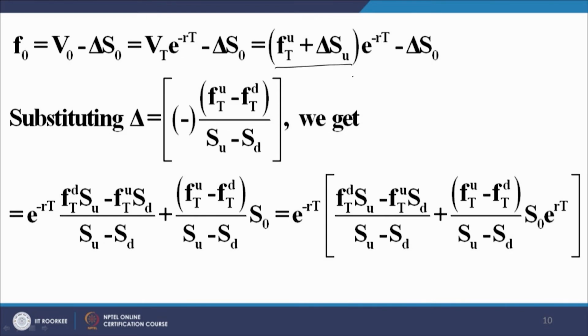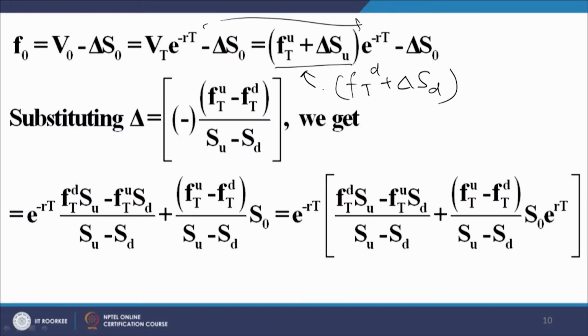We could as well have used f t d plus delta S d. Instead of this, it would not have made any difference, because they are equal. Why they are equal? Because our portfolio is riskless. So, e to the power of minus r t is as it is, and delta S 0 is as it is. Now, we substitute delta S 0 from equation number 4, and we get this rather involved expression which we have here, which can be simplified and written in this form.